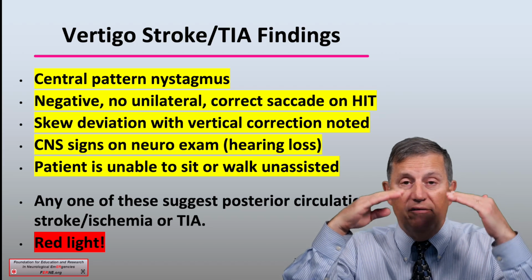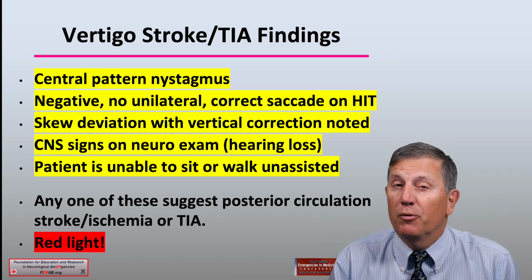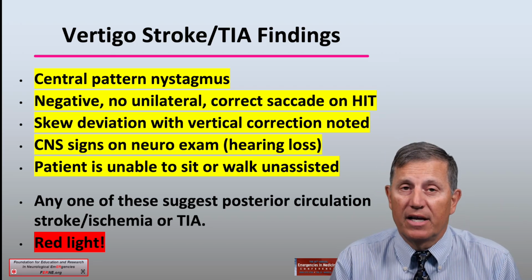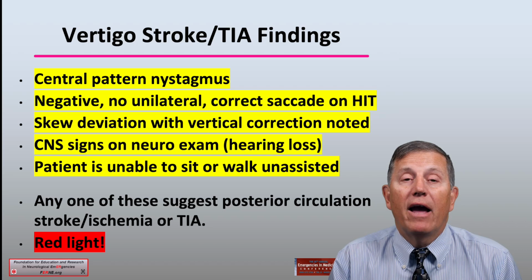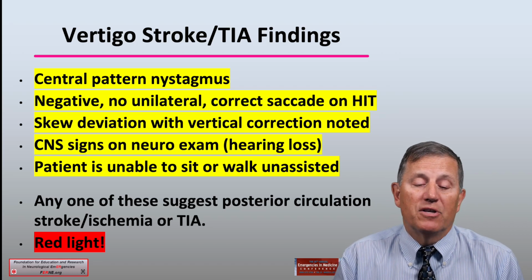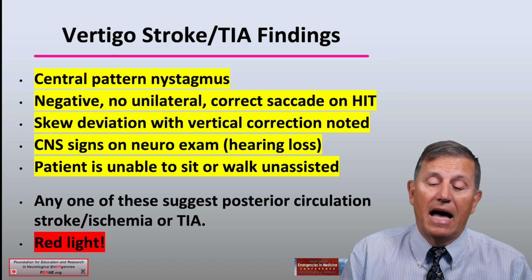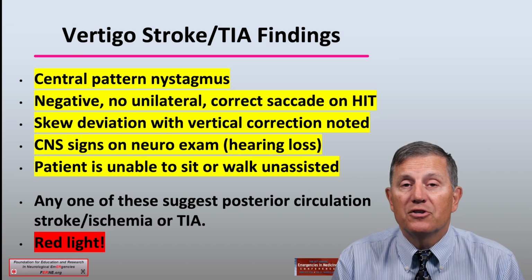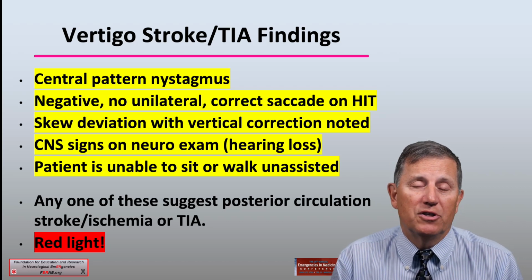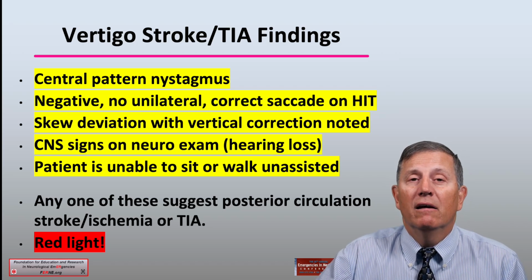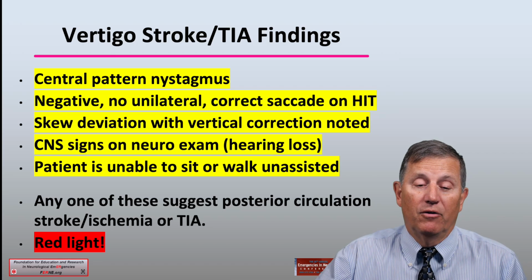If there's some skew deviation vertically, it means the pupils are not aligned adequately on the horizontal axis. That would suggest a central etiology. If there are any findings on neurological exam, including hearing loss, that would suggest a central etiology. And lastly, if the patient's unable to sit in the cart without veering to the side or cannot walk unassisted, that also would suggest a central etiology, a possible posterior circulation disruption, vertebral basilar insufficiency. Those patients need to be red lighted, considered for admission and further evaluation.